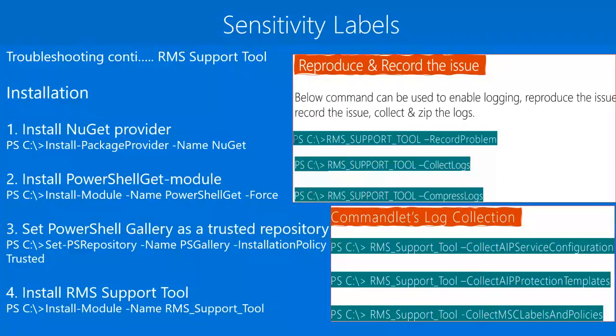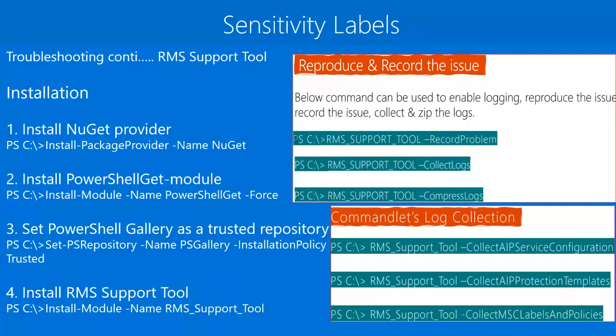And then once you are done with this, you have to set the PSGallery repository as a trusted repository. So there is a PowerShell command. These are all the PowerShell commands that you have to run. Once the prerequisites are met, you can finally run Install-Module -Name RMS support tool. This will install the RMS support tool on your machine.